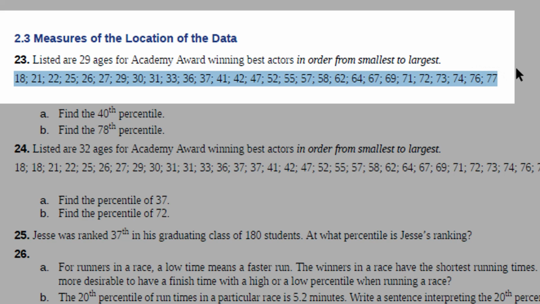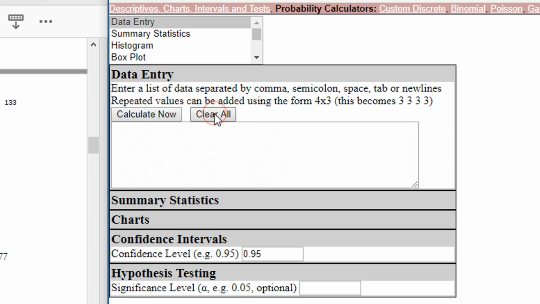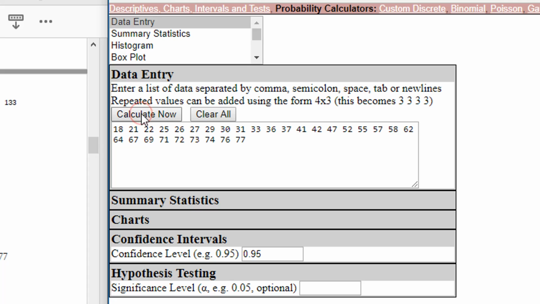So let's copy that, and I'm going to go over to my tool. So here it is. Clear the data that's there. I'm going to paste in my data. Now it's smart enough to understand what to do with semicolons. It just ignores them. It treats them as spaces, and I'm going to click calculate now. That's all, and you can see the semicolons have now just disappeared.